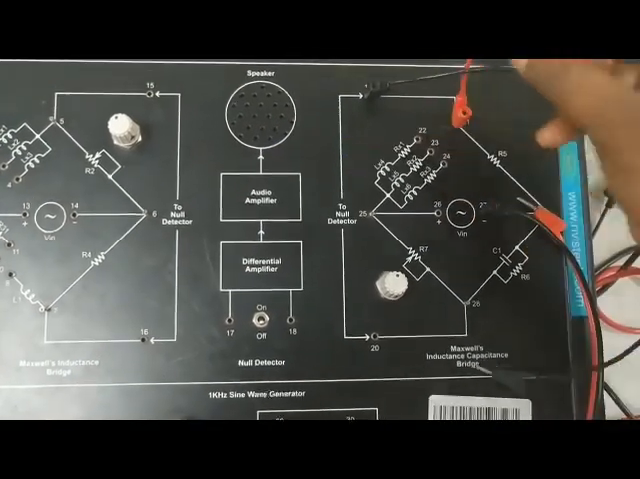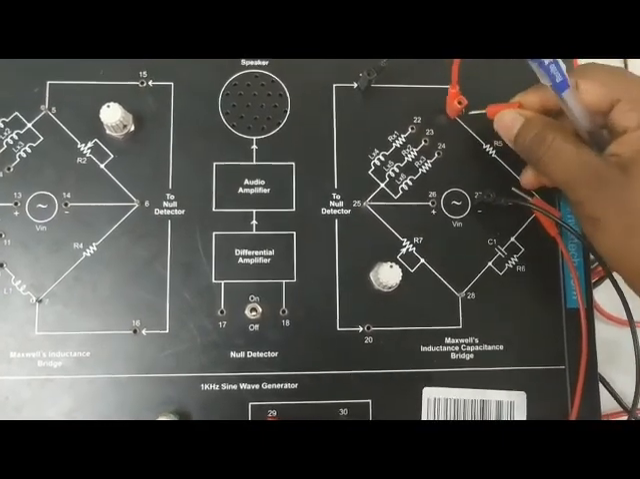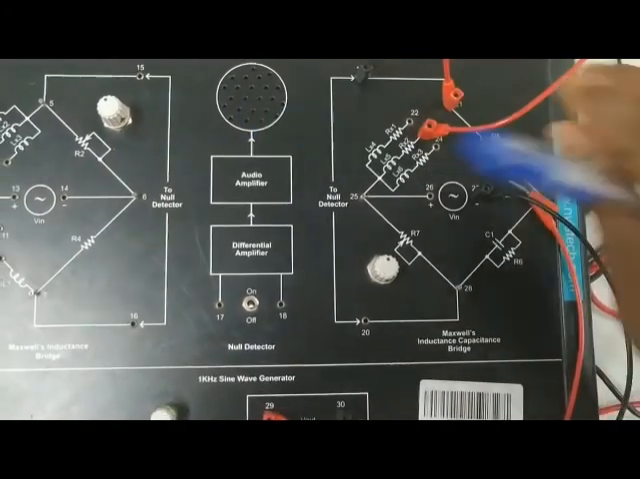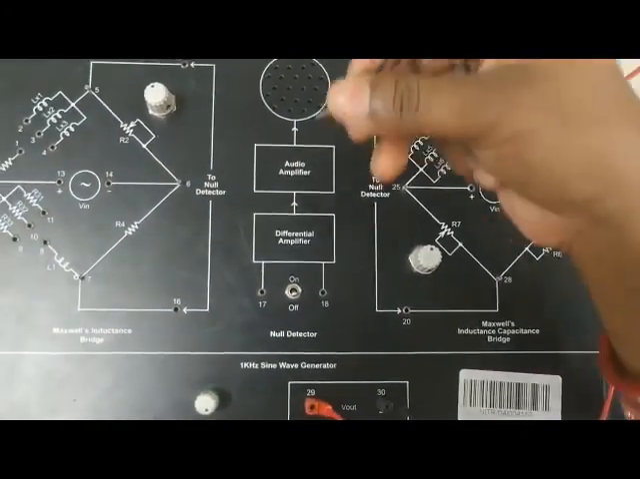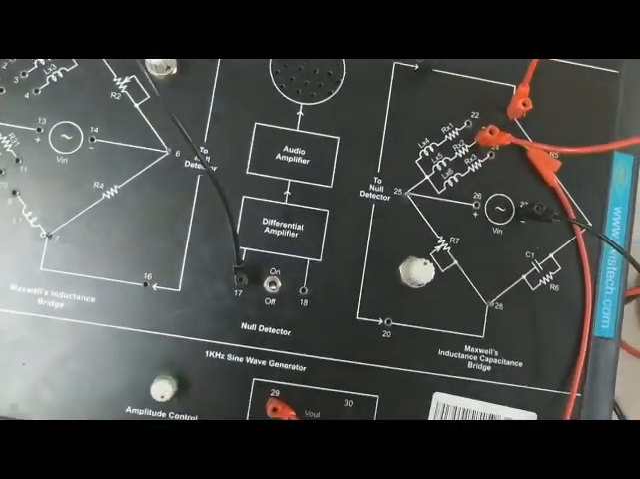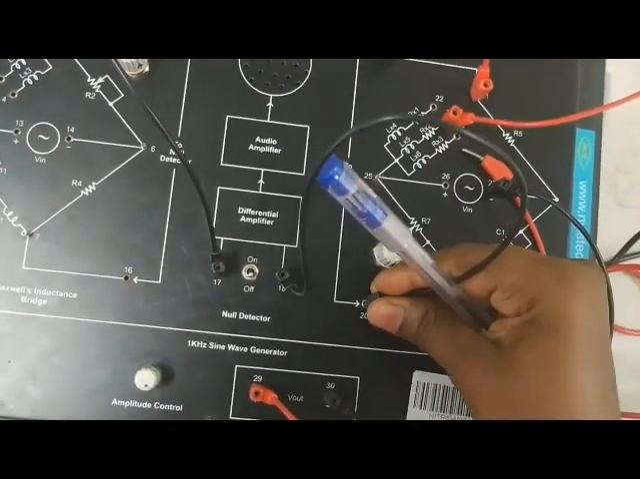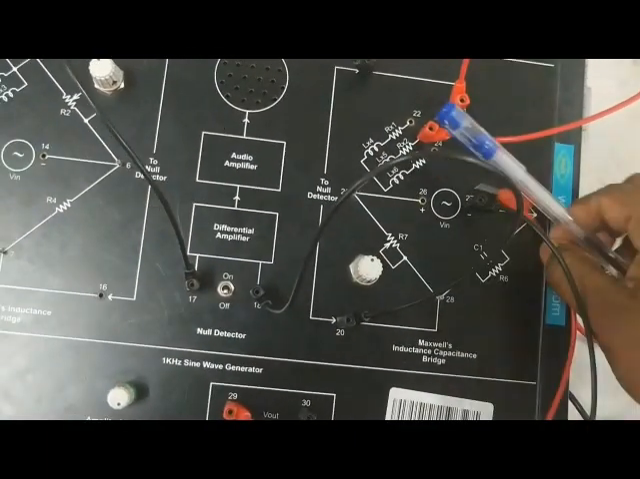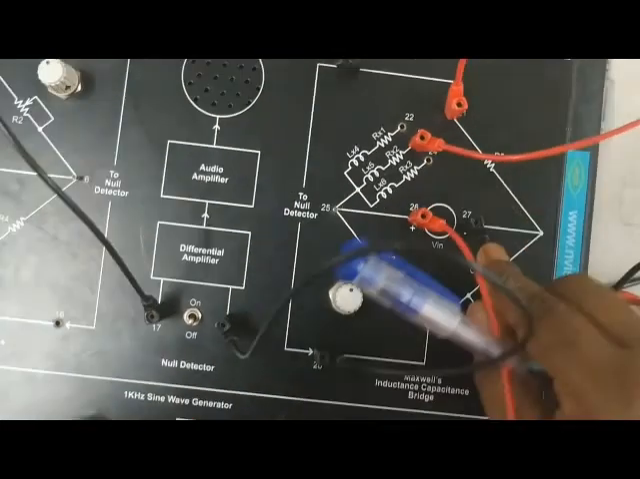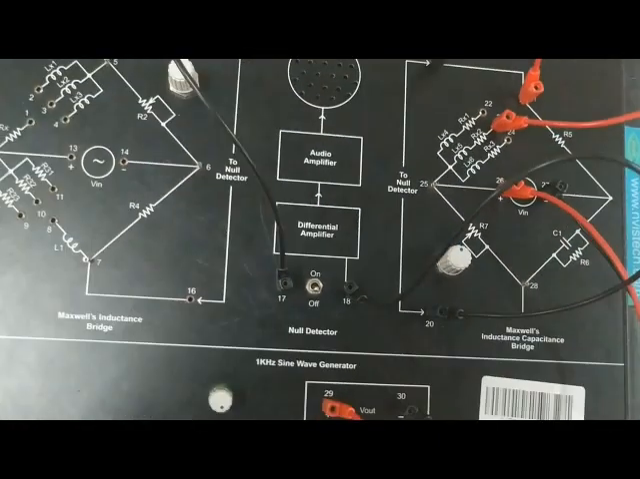Go for the next reading, Lx5 and Rx2. Connect the patch cord between 21 and 23. Connect the null detector to 17 and 19 and another 18 to 20, and connect the sine wave generator from 26 to 29 and this one 27 to 30. Now the connection is over.